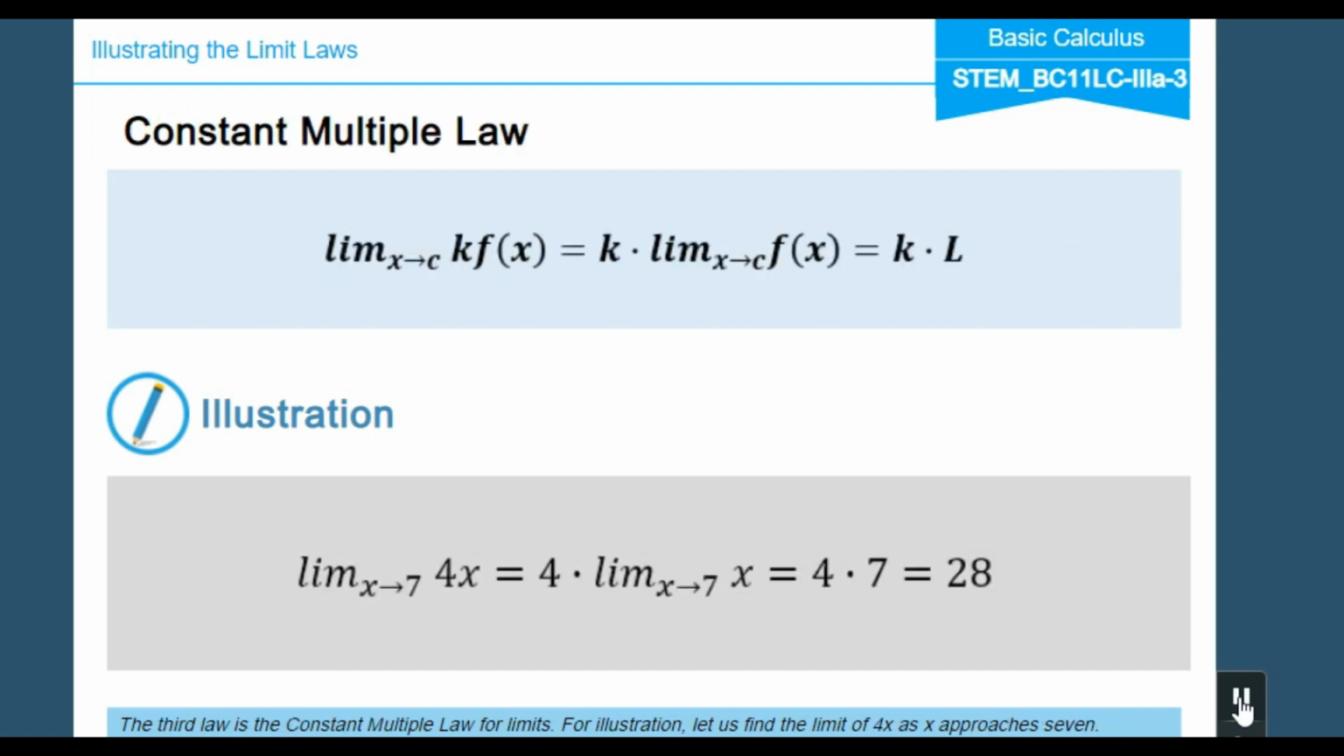The third law is the constant multiple law for limits. For illustration, let us find the limit of 4x as x approaches 7. The resulting limit is 28.